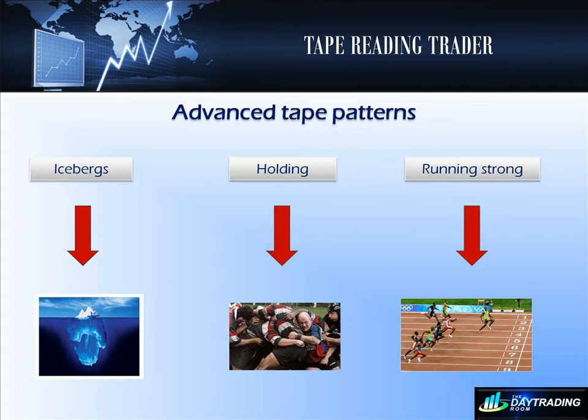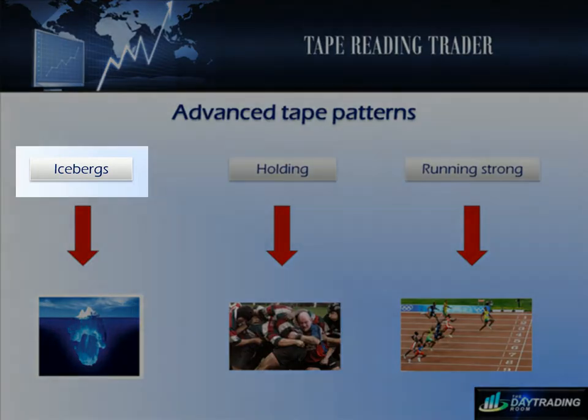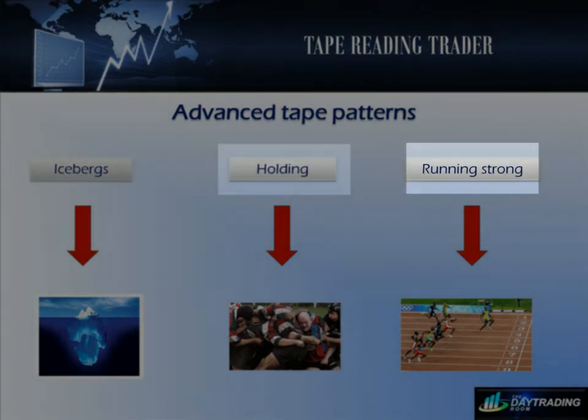But now I want to move on to some advanced tape patterns. Now I call them advanced tape patterns. They're really very similar to the sort of movement you'd expect from the simple stuff we talked about, or the foundation stuff we talked about, but really just going one step further. And what we're actually specifically looking for within each trade. So there's three advanced tape patterns I want to discuss. One's an iceberg or icebergs. The second is what I call holding, and the third is what I call running strong.